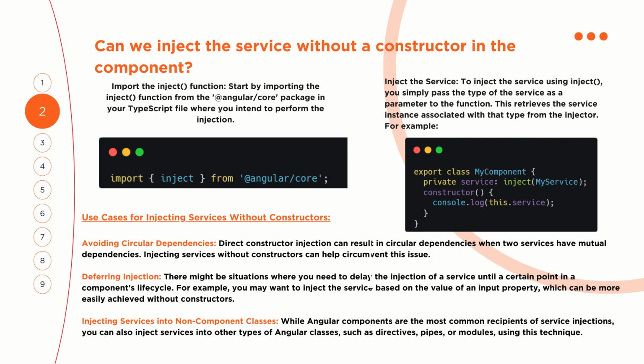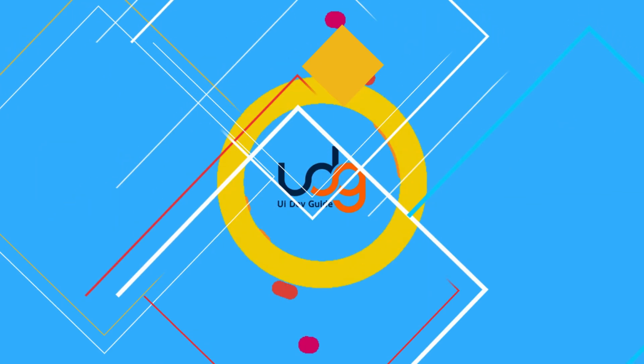So you don't need to create a constructor and pass the private and all. You can create a variable and just equal to inject and your service name. So it will inject the way we inject in the constructor. Got it. Okay. So what are the features of Angular 16?